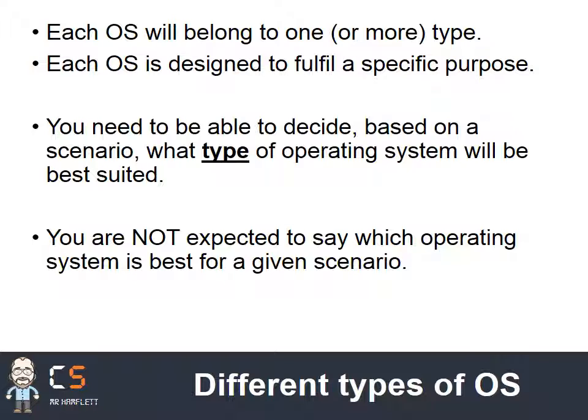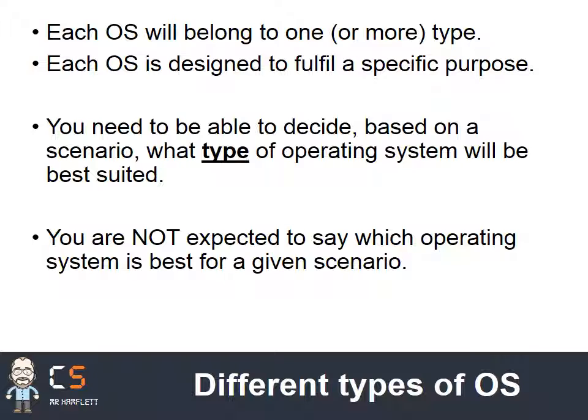For example, iOS on Apple phones is very specifically designed to work on portable devices such as tablets and phones, whilst macOS is designed to work on desktop. They look, feel and work differently. So each operating system has a very specific purpose behind the scenes. You need to be able to decide, based on any given scenario, what type of operating system would be best suited for it. You're not expected to say which operating system is best.